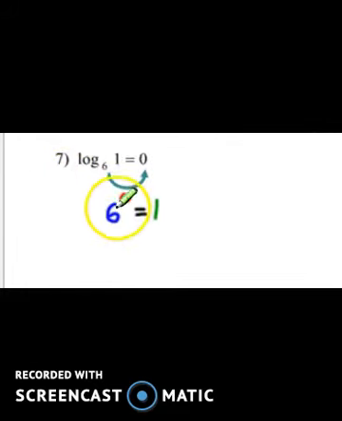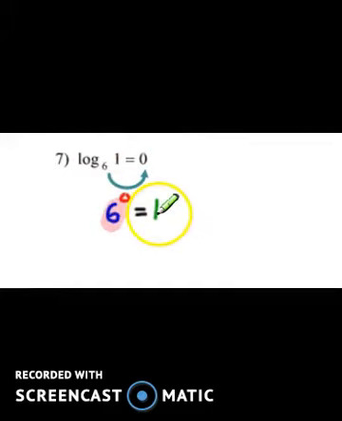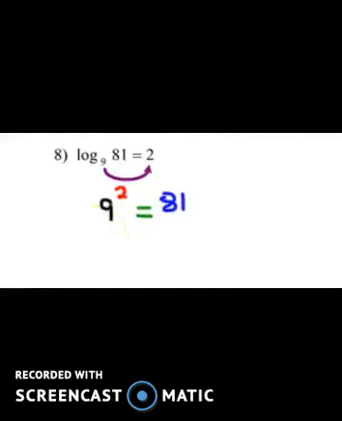Log base 6, my base is 6. To the 0 power is 1. Anything to the 0 power is 1, so that's correct. Log base 9, so my base is 9. To the second power is 81, so 9 squared is 81 is correct.